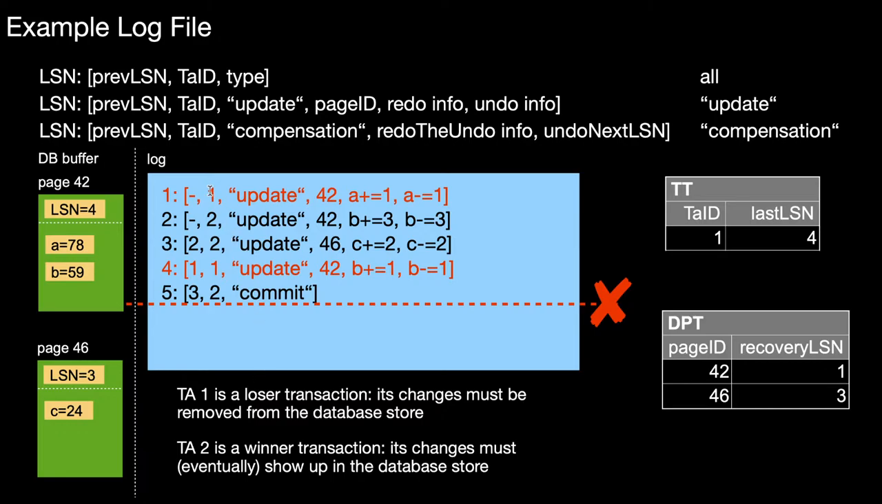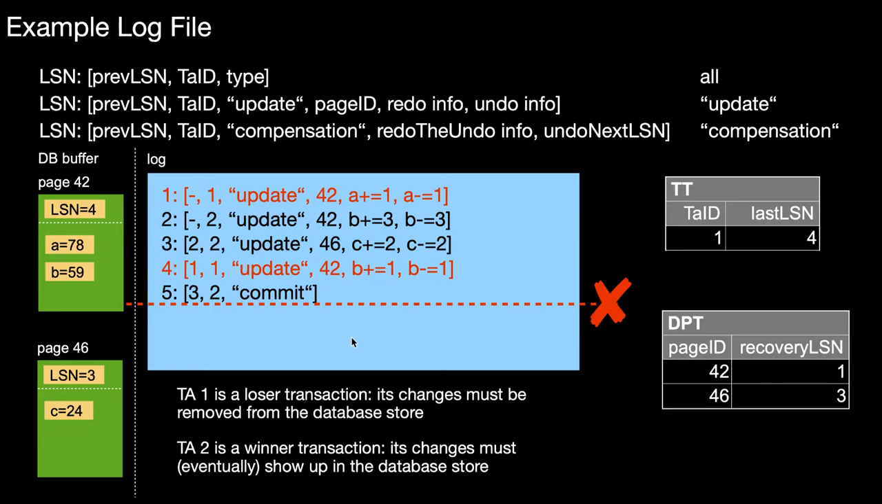Transaction one, the red one, did not write a commit entry, so it's a loser transaction. You also see it directly by looking at the transaction table. If you crash, you look at the transaction table, and those are the loser transactions, obviously. If you don't have it, you will be able to reconstruct that table. We will see that in more detail in the analysis phase. Forget about that. For the moment, we have two transactions, the loser transaction and the winner transaction.